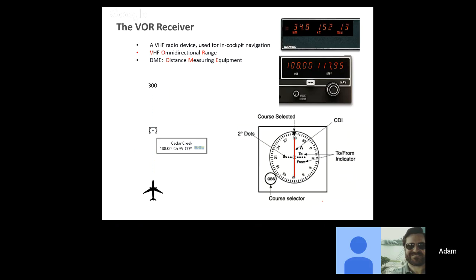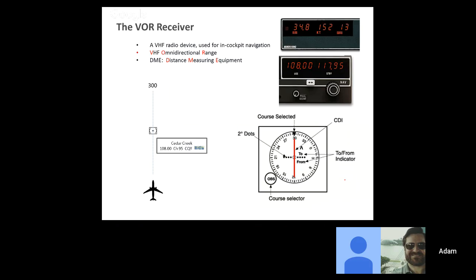VOR stands for VHF, so it's like an acronym inside an acronym. VHF is very high frequency omnidirectional range. And very simply, it's a radio tower that sends out a radio signal that you can pick up from your airplane using a VHF radio receiver. They use the word omnidirectional, but that's a term no one understands.